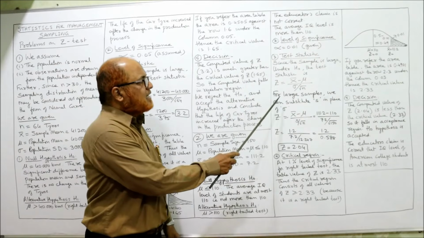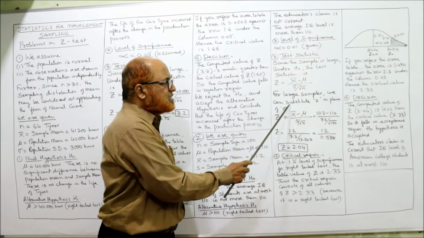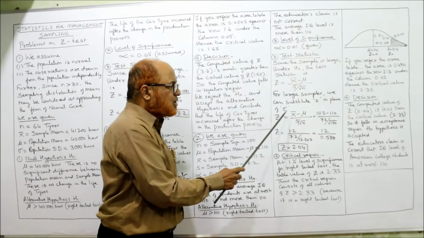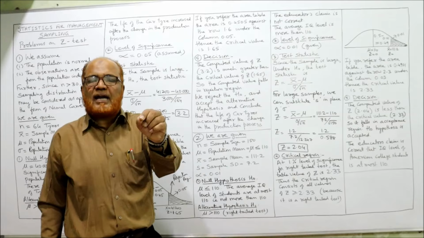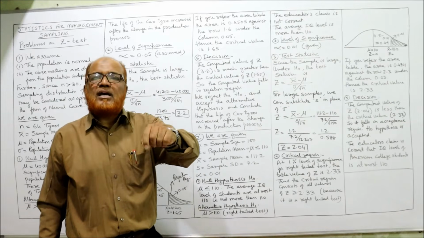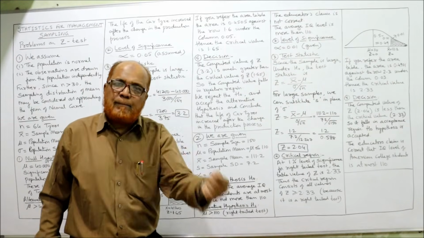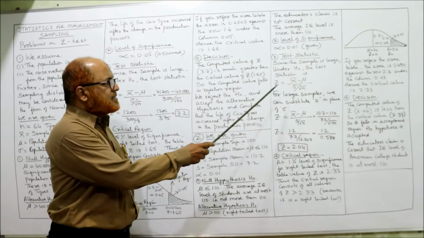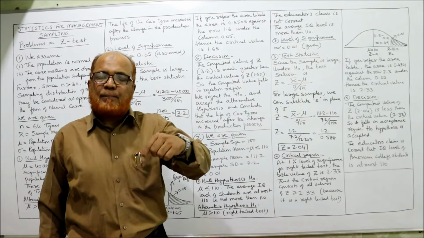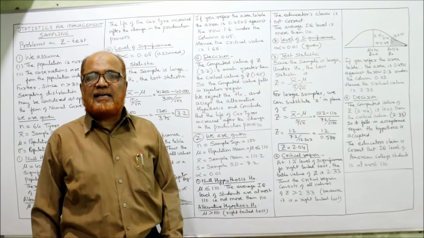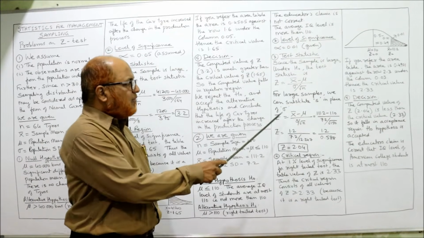Right? So here, one sentence: for large samples, we can substitute s in place of sigma. One point you have to remember: if the population standard deviation is not given, we can substitute the sample standard deviation. So if the population standard deviation sigma is not given, we can substitute small s in place of sigma. The formula will change.